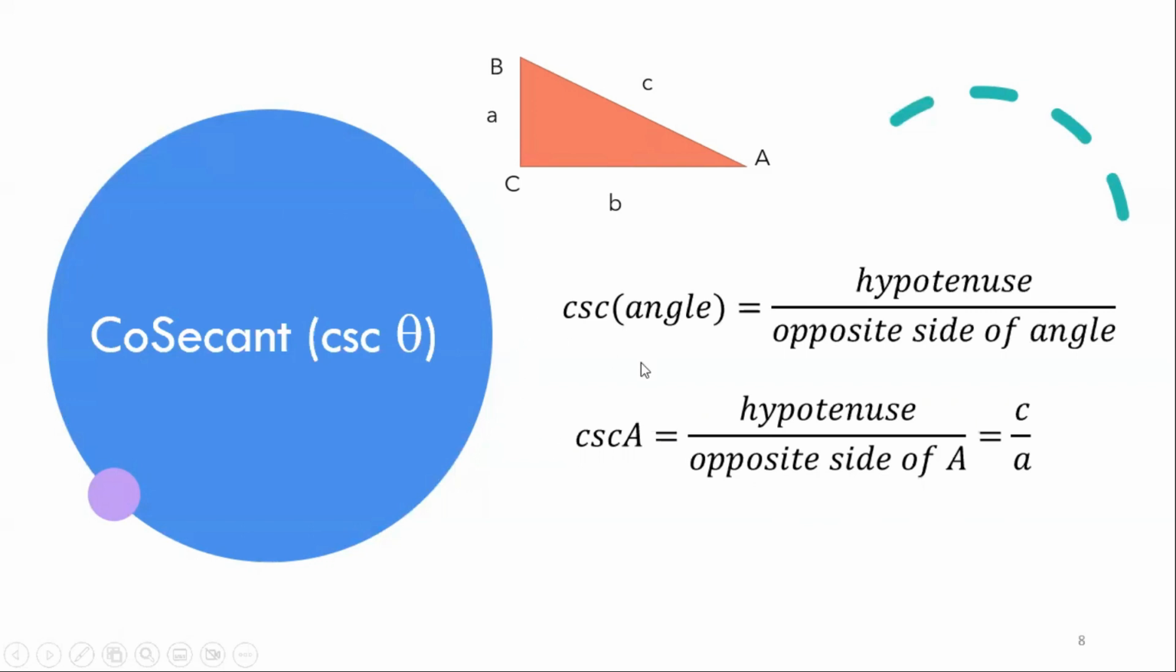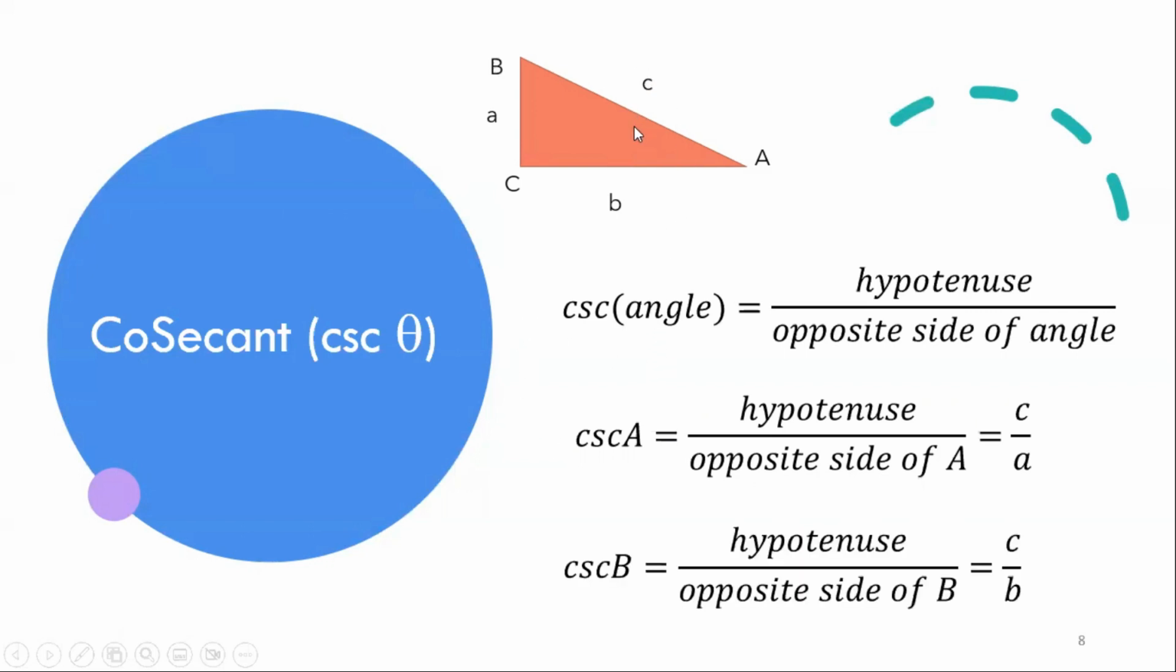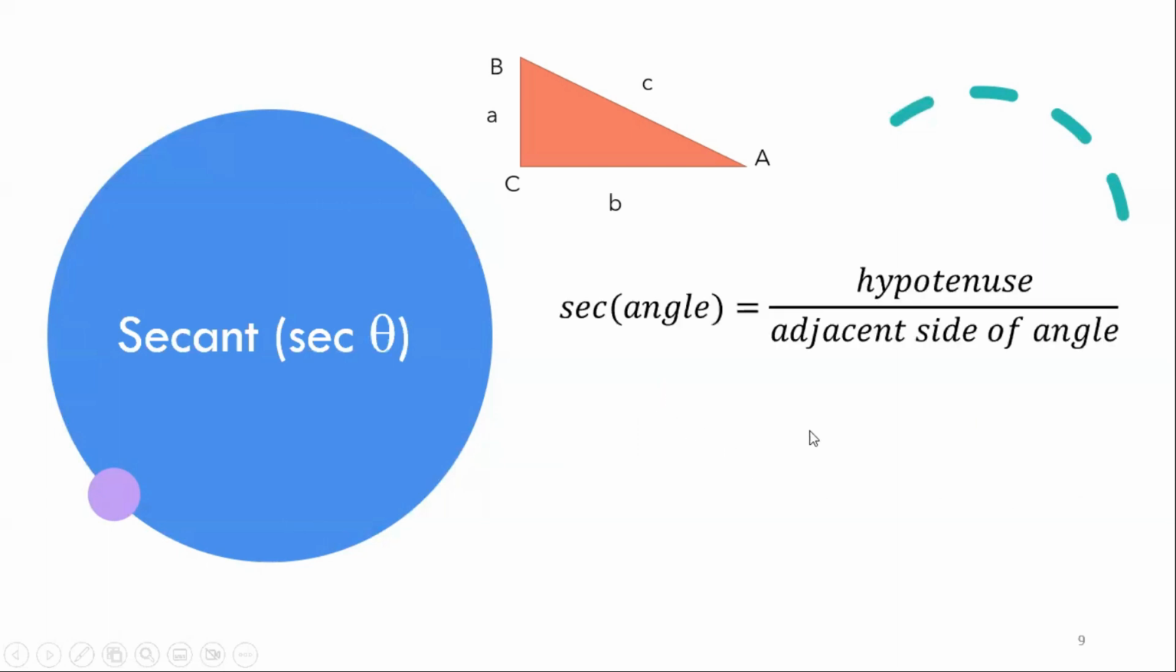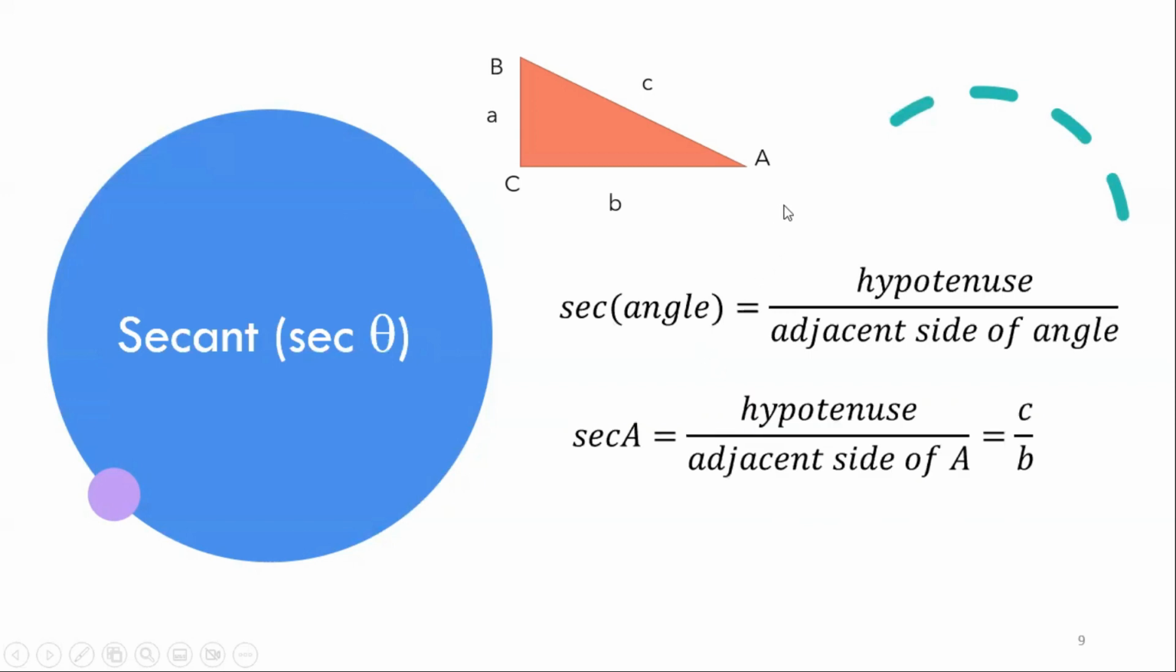For cosecant of B, the hypotenuse is C and the opposite side of B is side B. So therefore, cosecant of B is C over B. Next is secant of an angle. So secant of an angle is equal to hypotenuse over the adjacent side of an angle. So for secant of angle A, the hypotenuse is C and the adjacent side of angle A is side B. So thus, secant of A is C over B.